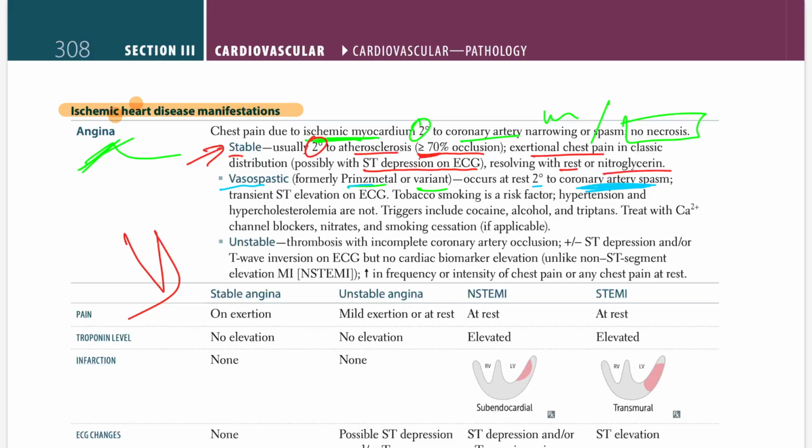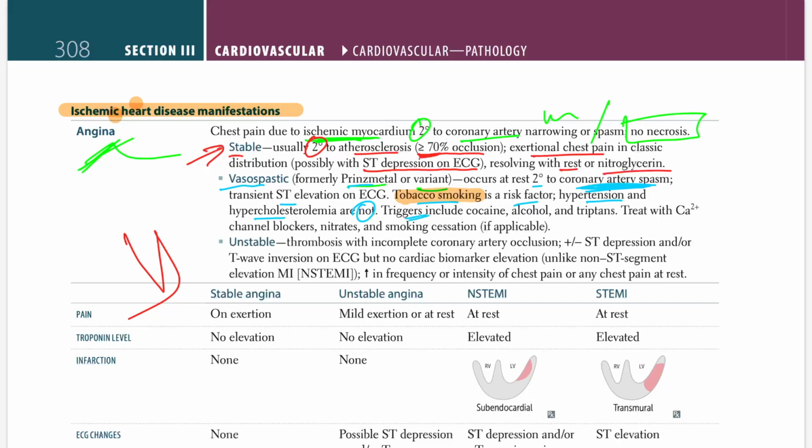The second variant is vasospastic Prinzmetal variant, which occurs at rest, secondary to coronary artery spasm. So it's due to spasm here, which causes transient ST elevation on ECG. Tobacco smoking is a risk factor, and hypertension and hypercholesterolemia are not. So what is the risk factor? Only tobacco smoking.